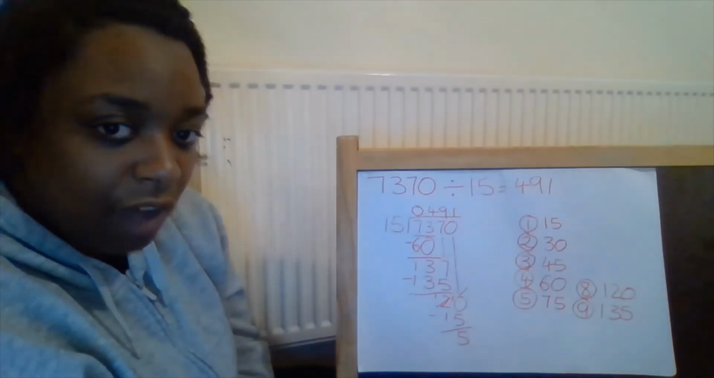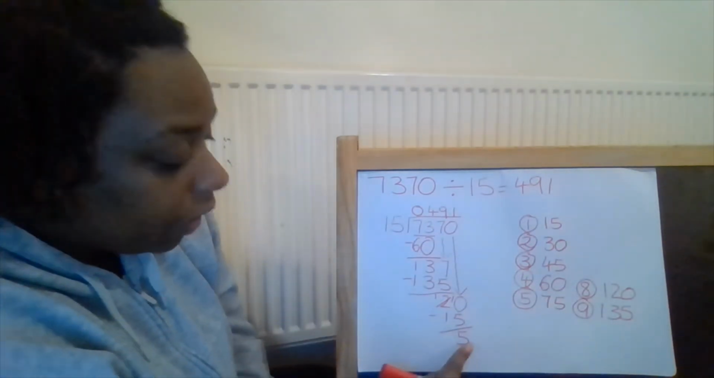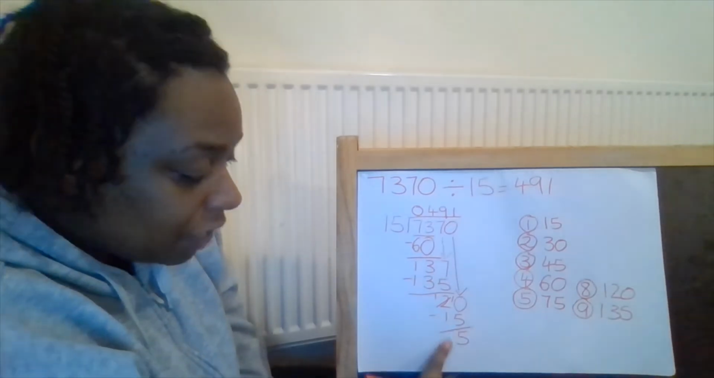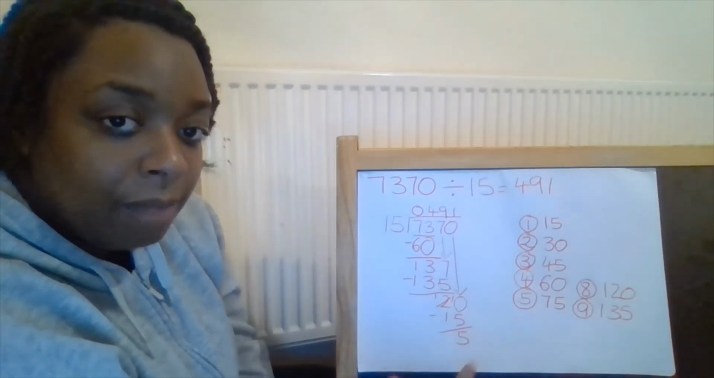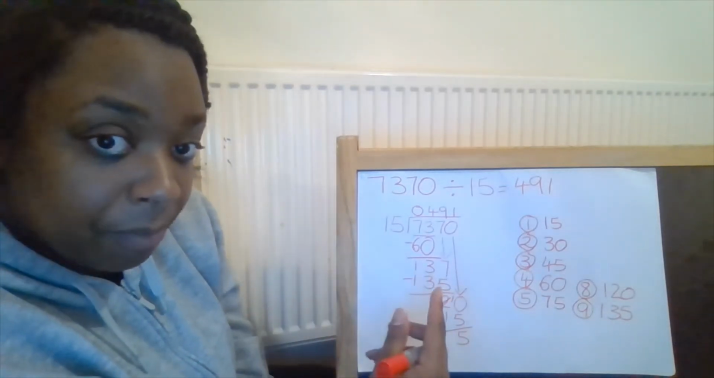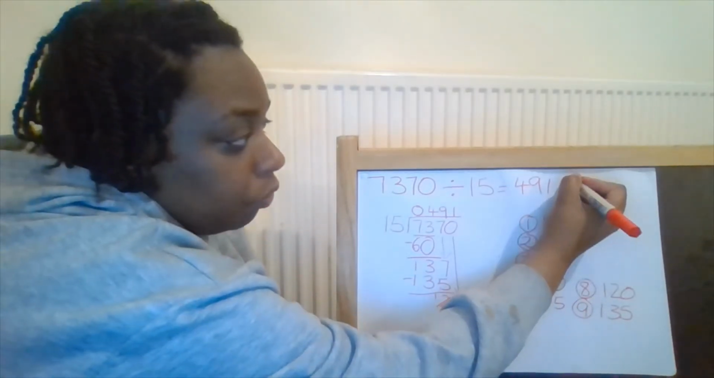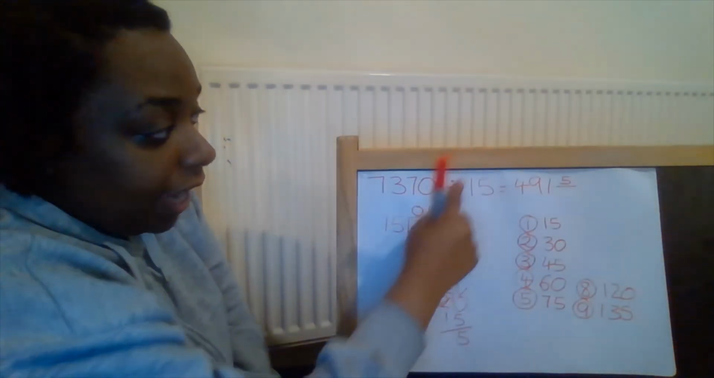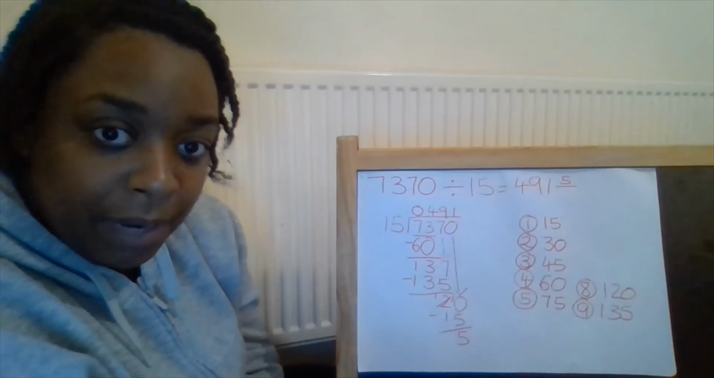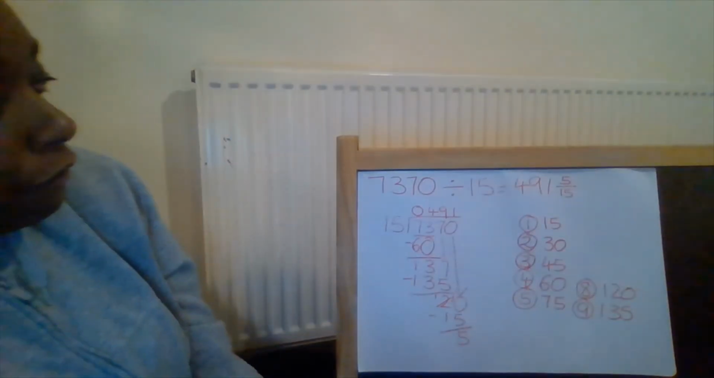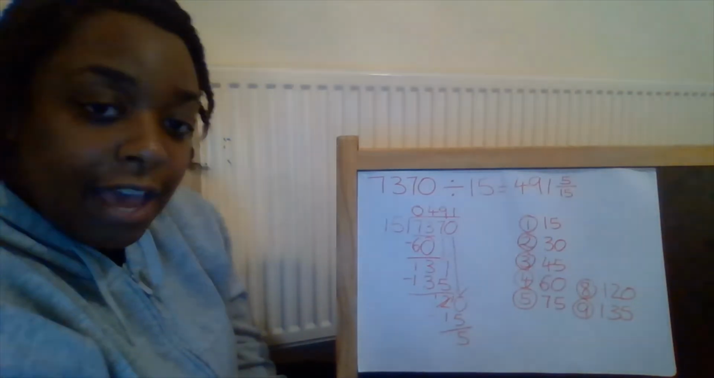But rather than just writing a little r and a 5, we're going to express this as a fraction. So whatever you have left that you can no longer divide into becomes your numerator of your fraction, the top number of your fraction. So we're going to write a small 5 over here, and whatever we were dividing by is going to be our denominator. So that is going to be 15. So the answer is 491 and 5/15.